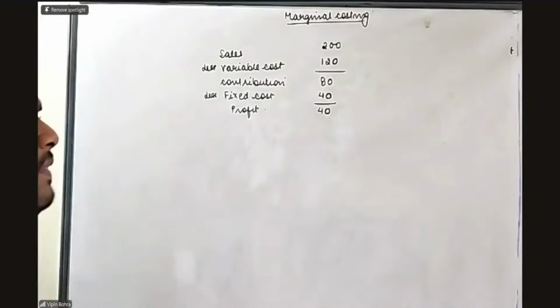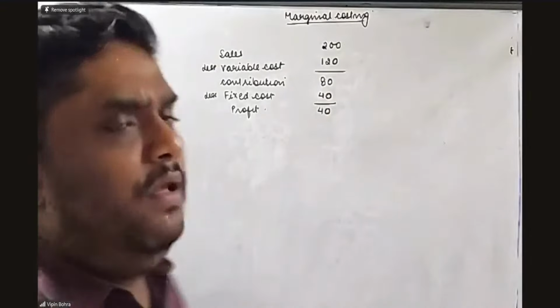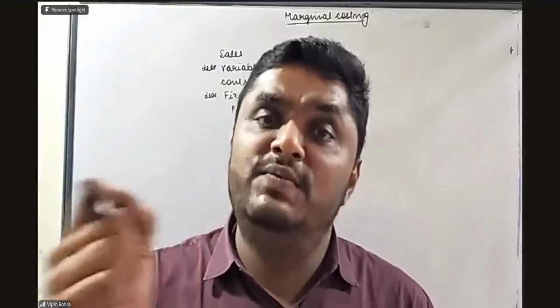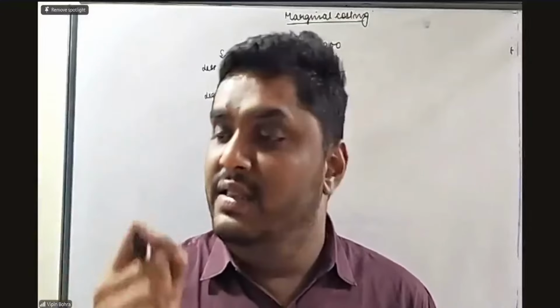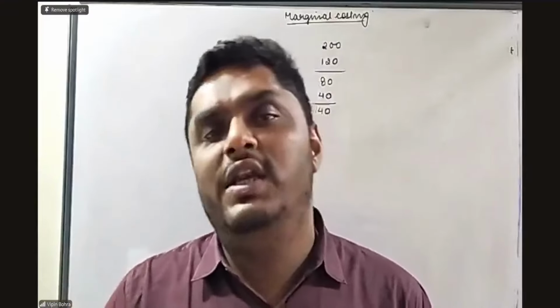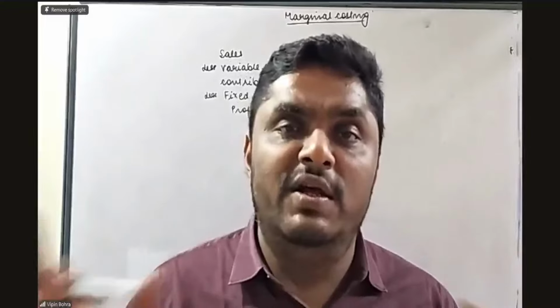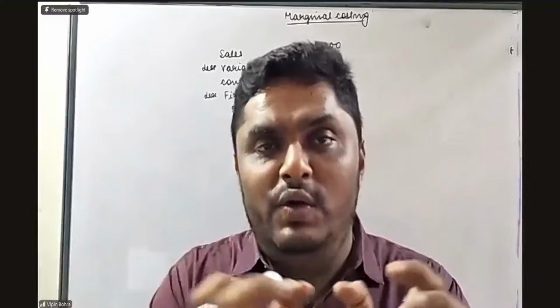40. So I repeat again, this chapter marginal costing is based on a total of 5 terms, that is sales minus variable cost. We call the term contribution. From contribution, if we deduct fixed cost, we'll get what? Profit. So this chapter is based on 5 terms. Else there is nothing in this chapter. So if you are able to understand these 5 points, you'll be able to solve any questions on marginal costing.